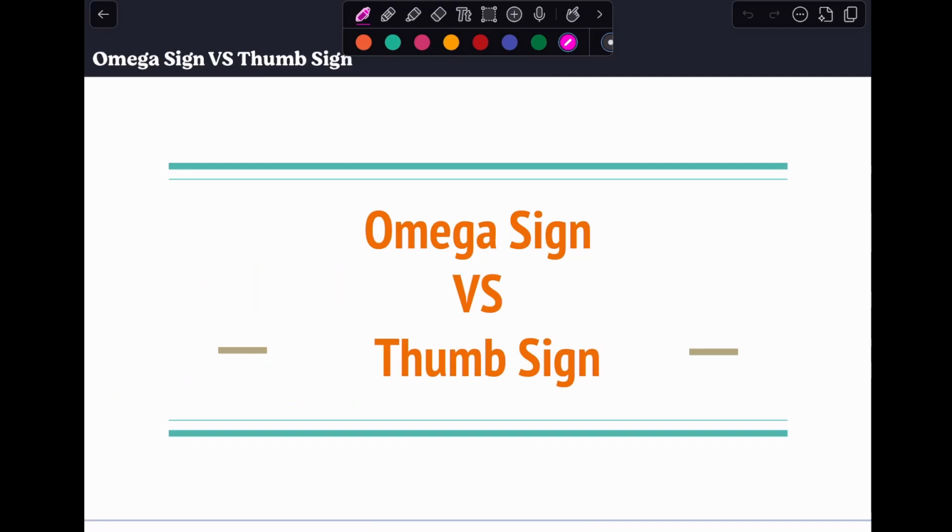Today we have two signs from the laryngeal disorders, and that's the omega sign and the thumb sign. We'll talk about where we see them, what is the reason behind each one of them, and why it is named so. And we'll talk about a few MCQ questions related to this. It can be very confusing to remember where we see omega sign and where we see thumb sign, and we'll clear up that confusion today.